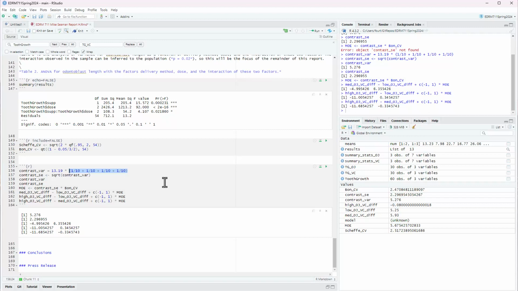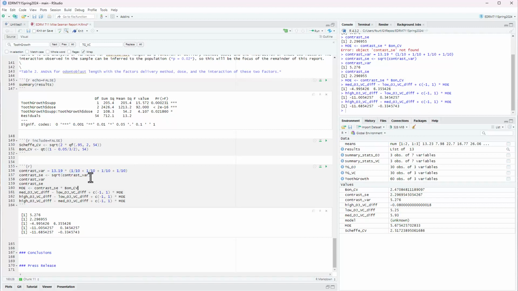Tetrad means 4. And there are 10 guinea pigs in each. So my weights are 1, minus 1, minus 1, and 1. But when I square those weights, I get 1. 1 over 10, 1 over 10, 1 over 10, 1 over 10. So here's the variance of my contrast.